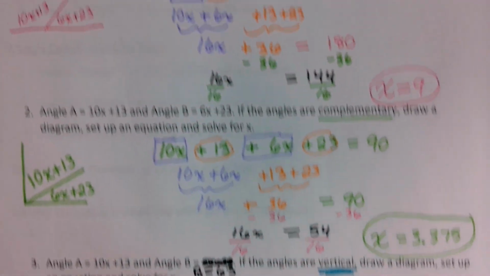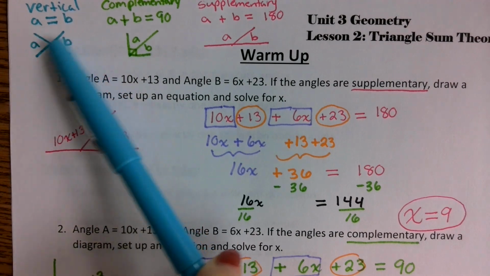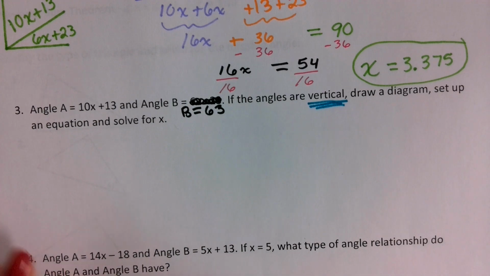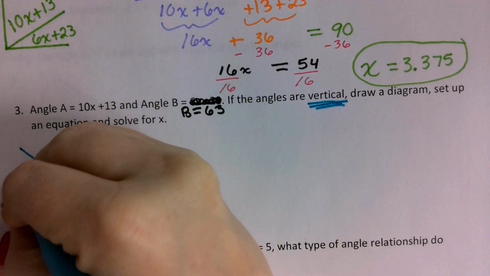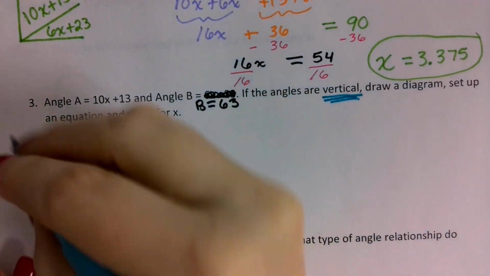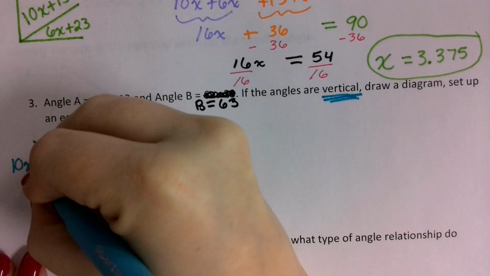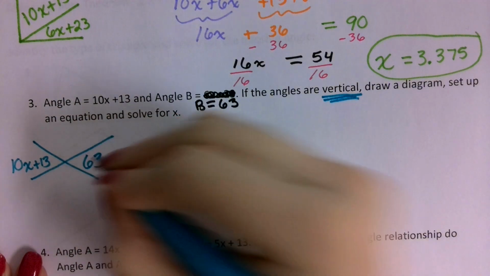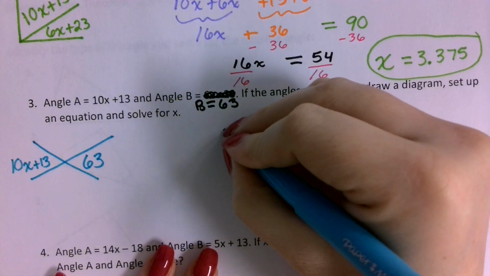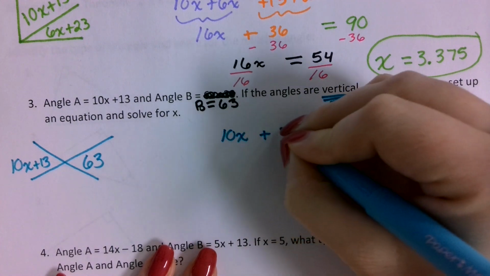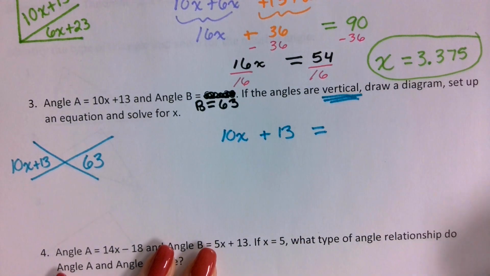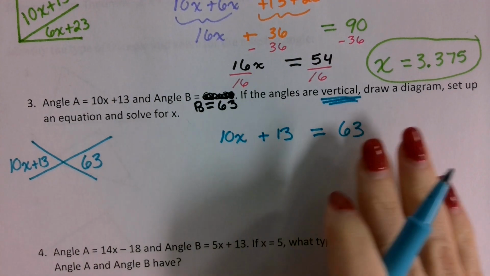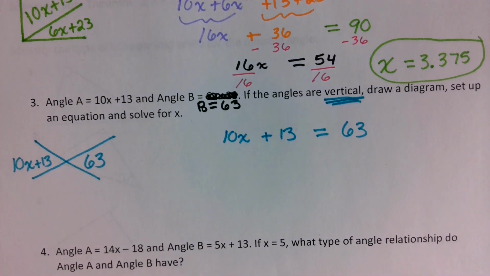Remember up here, I said vertical angles are equal to each other. So when I draw my diagram, I'm going to draw these little intersecting lines here. One side of these is going to be 10x plus 13, and then the other direct opposite side is going to be 63. And when I create my equation, it's going to be 10x plus 13 is equal to 63. So we've set the two angles equal to each other this time.